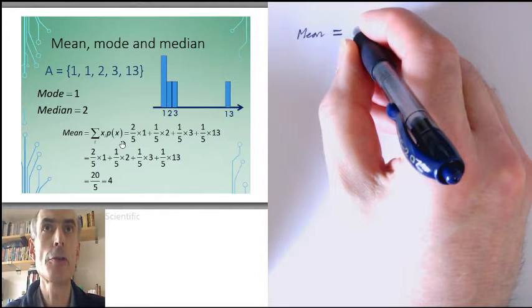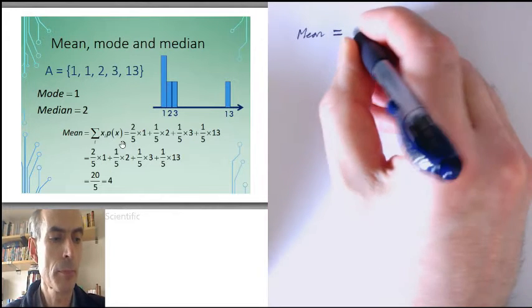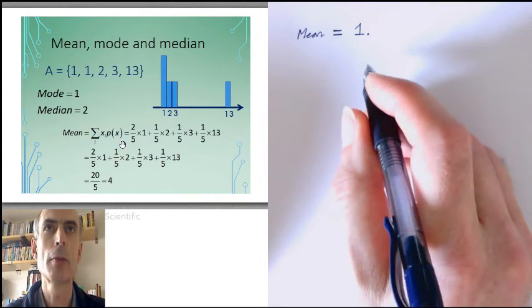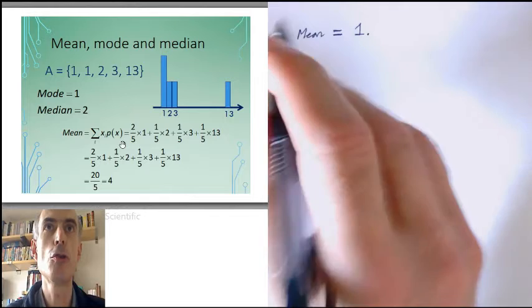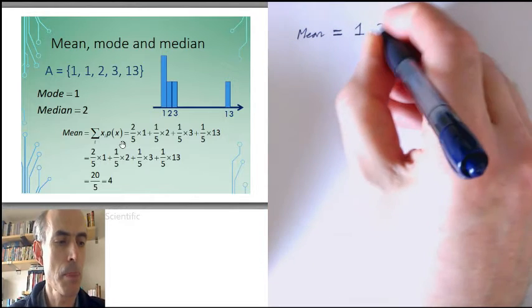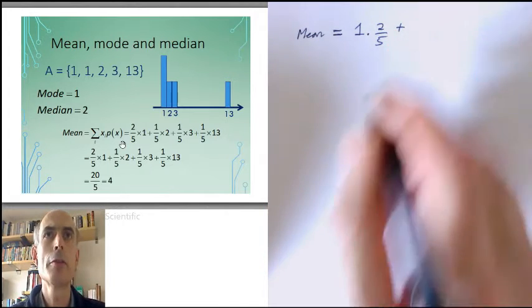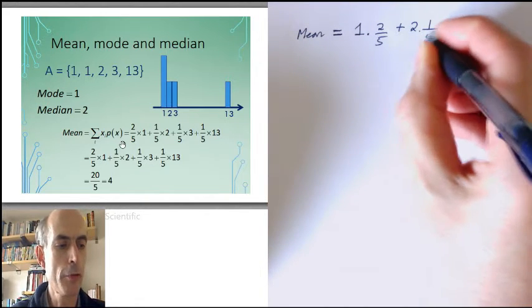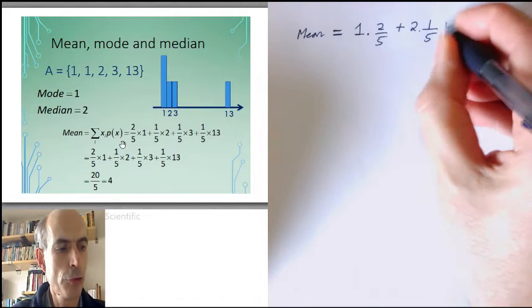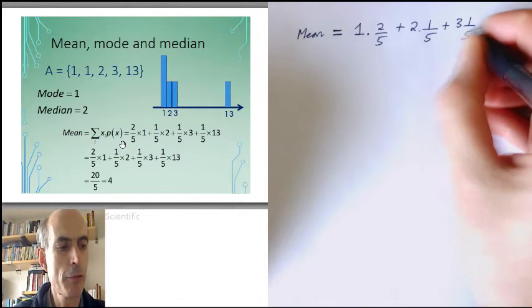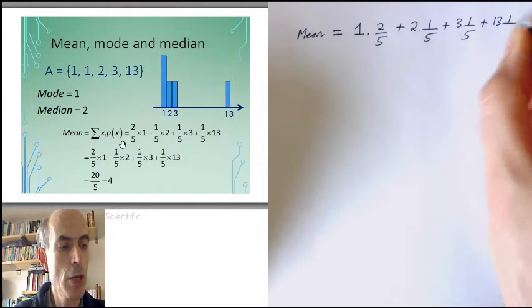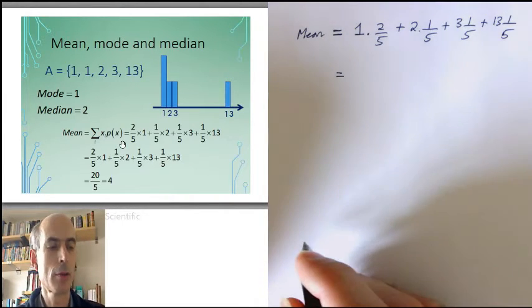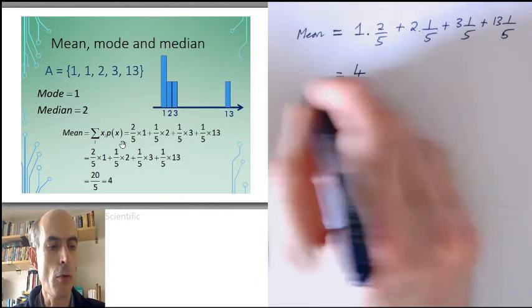So, the first value a can have is 1. The probability that a has a value of 1 is 2/5, because it has that value for 2 out of 5 times. The next value a can have is 2, and it has that value 1/5 of the time. It also has the value of 3 1/5 of the time, and the value of 13 1/5 of the time. And if you work all that out, the answer is 4.